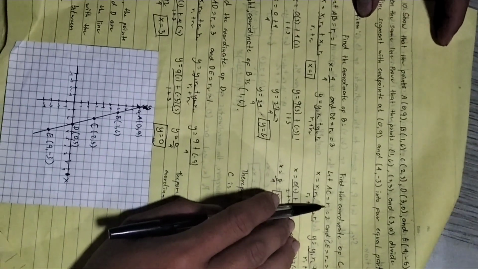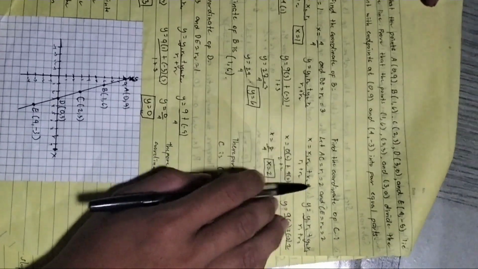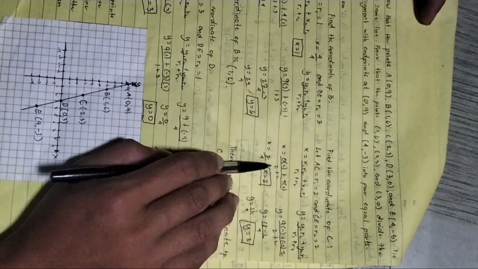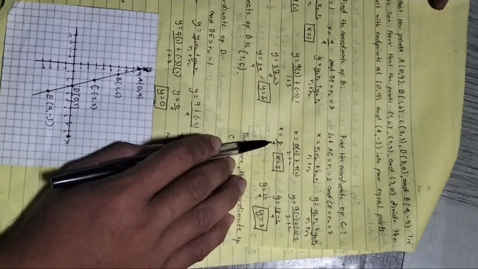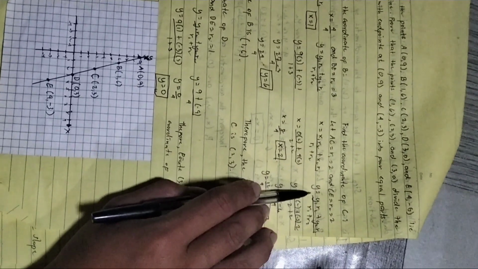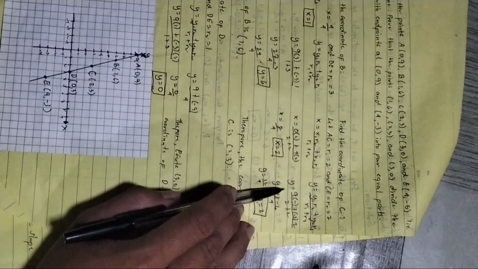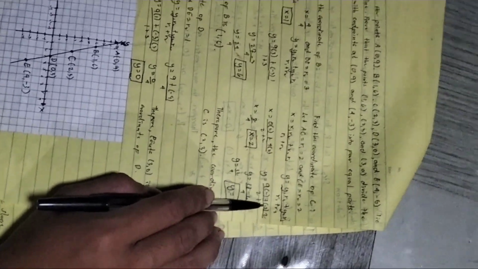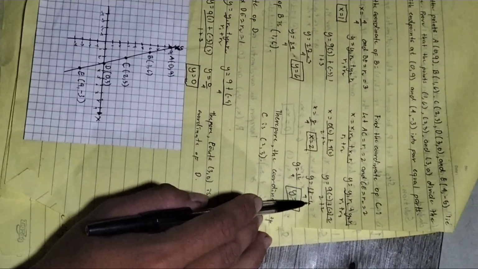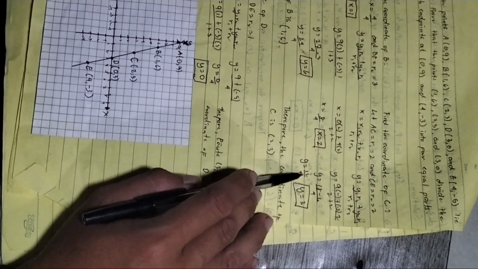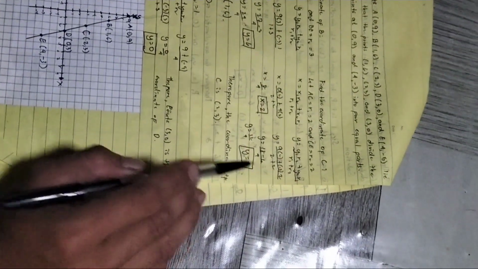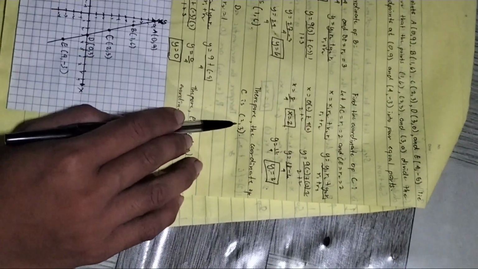Find the coordinates of C. Let AC is equal to r sub 1 is equal to 2. So this is the formula of x. x is equal to 0 times 2 plus 4 times 2 over 2 plus 2, and x is equal to 8 over 4. Therefore, x is equal to 2. So this is the formula of y. y is equal to 9 times 2 plus negative 3 times 2 over 2 plus 2, and y is equal to 18 minus 6 over 4, which is 12 over 4. Therefore, our y is equal to 3. Therefore, the coordinates of C are 2 and 3.